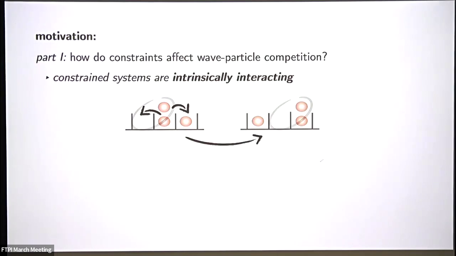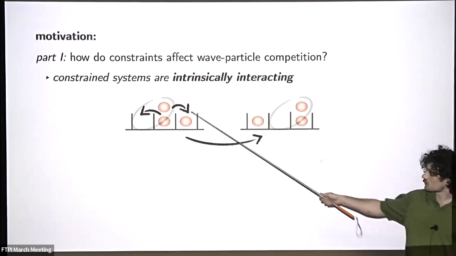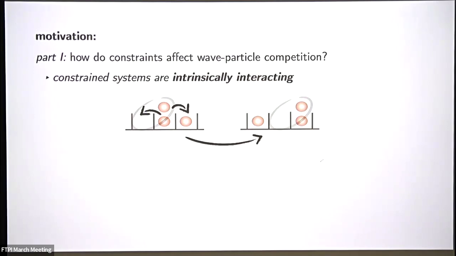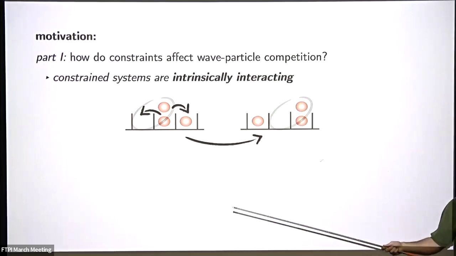Okay, so let me give some motivation for why one would want to study systems with constraints like this. I personally have two broad classes of motivation, which are going to be looked at in the two halves of this talk. In the first half, we're going to focus on equilibrium physics, and we're going to ask how these constraints affect the wave-particle competition, which is central to a lot of the many-body physics we do. The reason this is interesting is that when you impose constraints like this, you end up with systems that are, in some sense, intrinsically interactive. If motion of particles is only facilitated by the presence of other particles in some collective way, then these systems are not really going to have a free, non-interacting limit. And so it's interesting to think about their many-body physics.